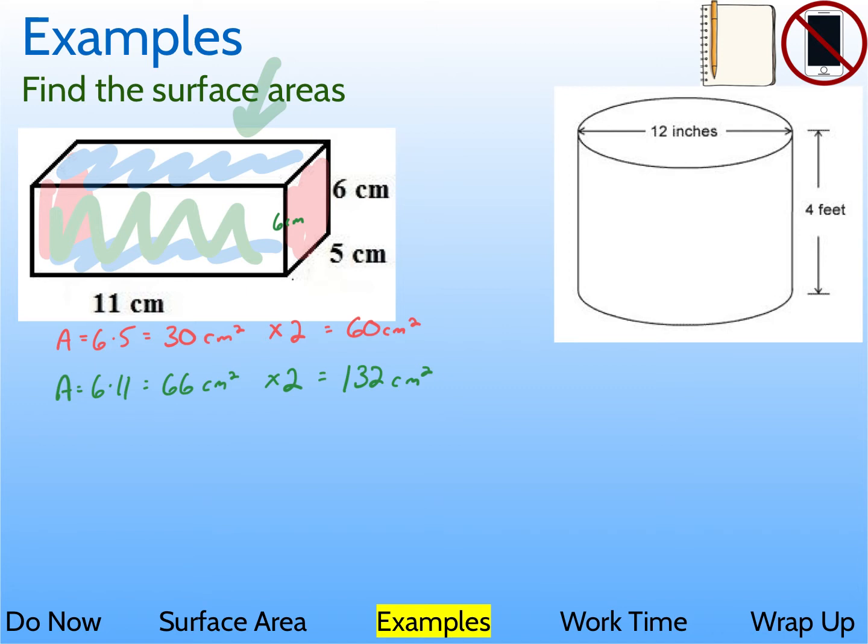And finally, the blue face, which really, if you look up here, it doesn't quite have anything, but we can take this 11 centimeters from down below and this 5 centimeters, and we can find the area using 5 times 11, which is, of course, 55 square centimeters. And there's a top and a bottom, so times 2, and you get 110 square centimeters. To get the total surface area, we just add all of these up, and you get 302 square centimeters.